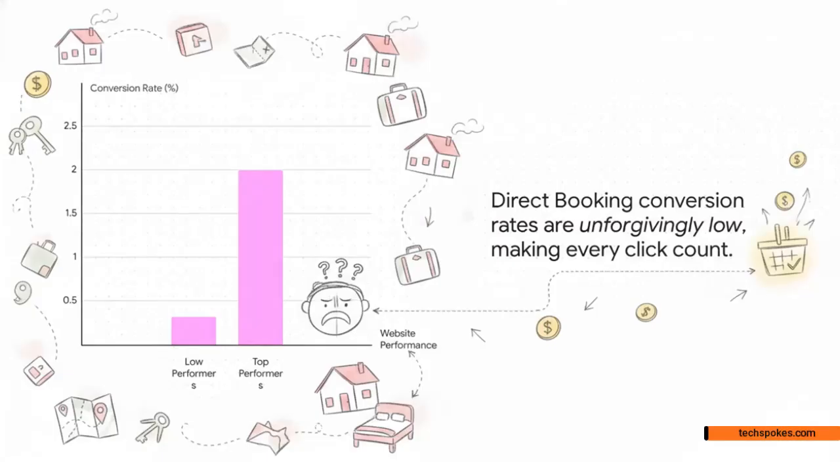So what happens if the first properties a guest sees are all booked solid? Well, they assume nothing's available and they just leave. That friction is a total conversion killer. And when your conversion rate is already hovering somewhere between 0.5% and maybe 2% on a good day, you just can't afford to be showing out-of-stock products at the top of your page.